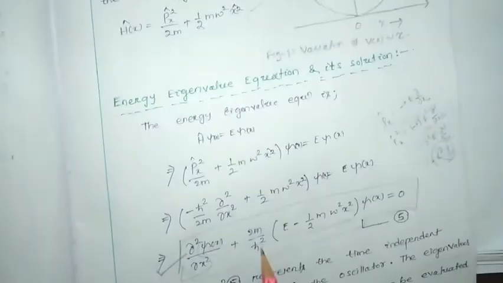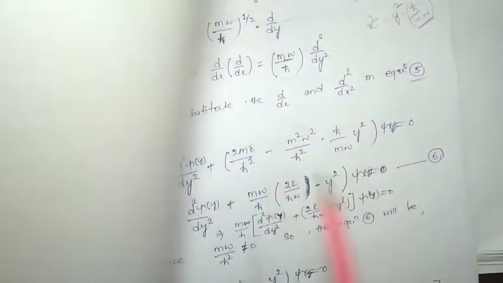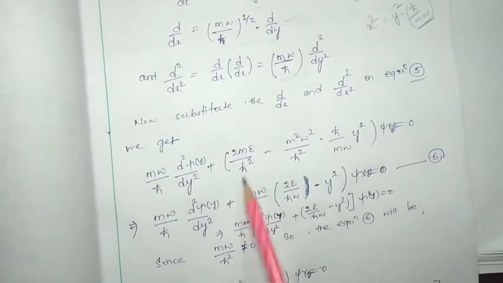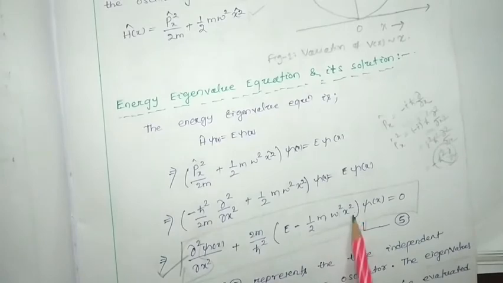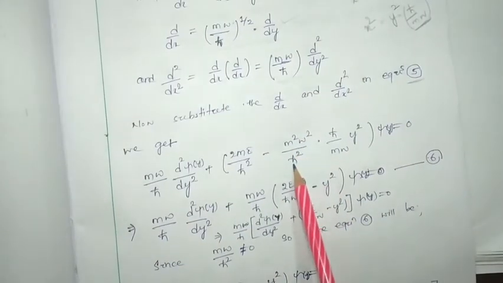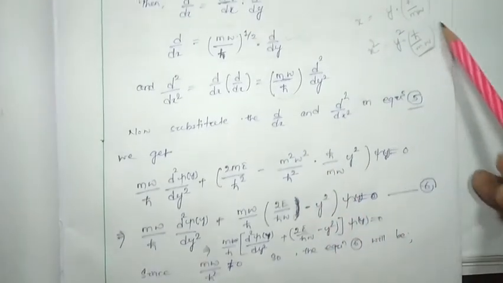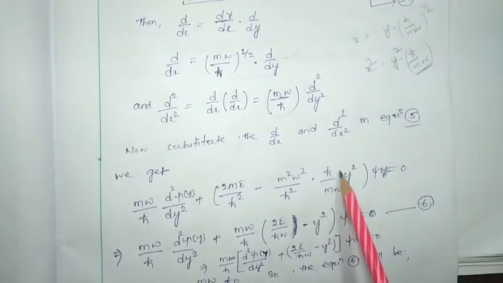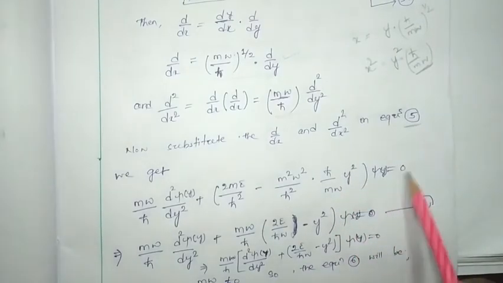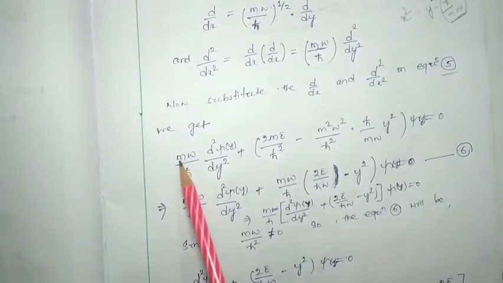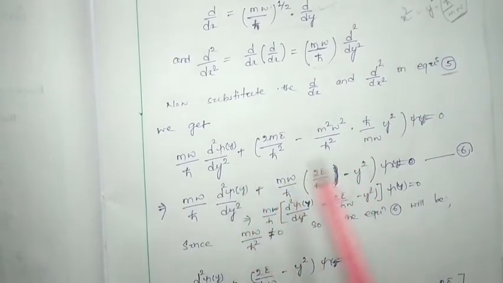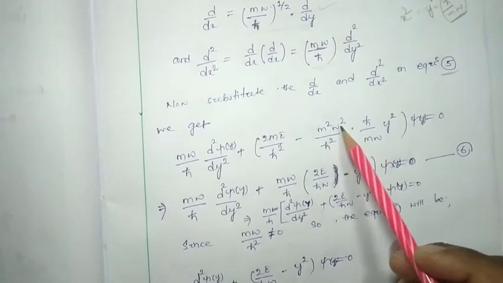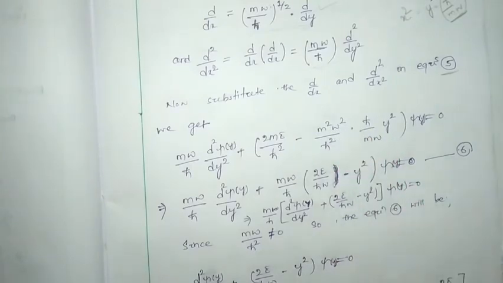Now see, here 2m by h cross square into e, then 2m by h cross square into this term, the 2 gets cancelled, m into m square by h cross square, omega square into x square. So m square omega square by h cross square into x square means this much, that is y square h cross by m omega, into psi y equal to 0. Now m omega by h cross d square psi y by dy square plus, here m omega gets cancelled, h cross gets cancelled.